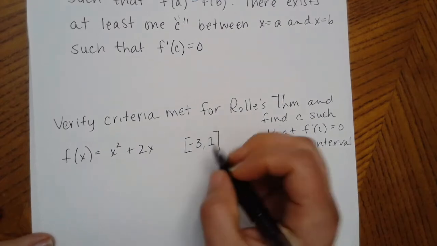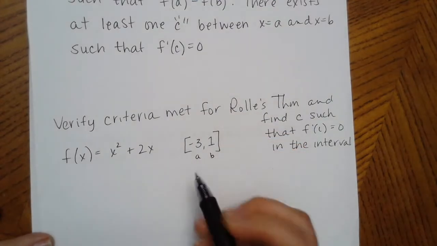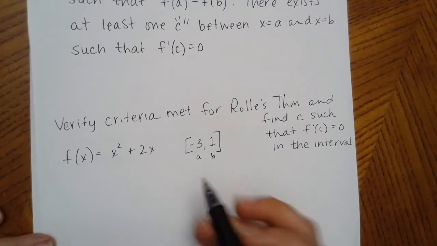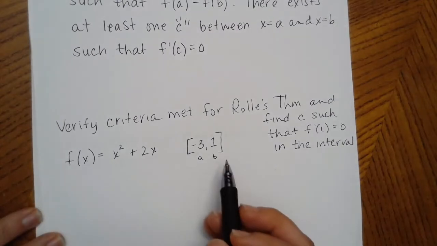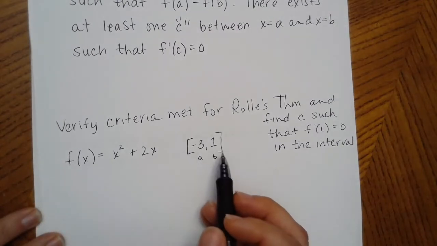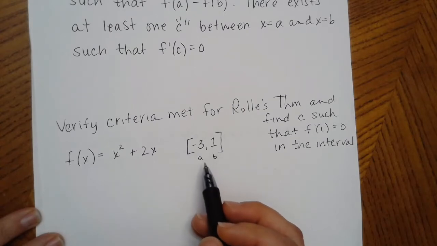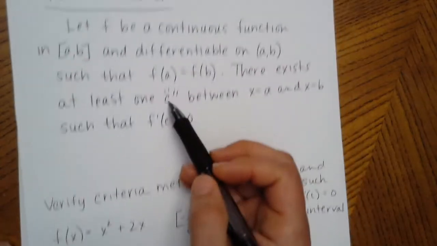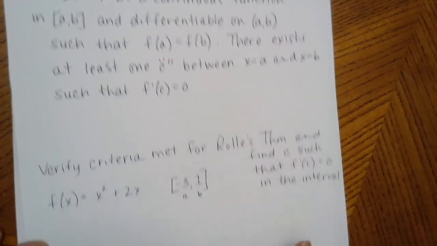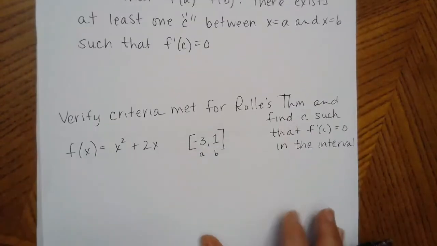Now this is A, and this is B, so this is not a point, this is my two x values. So I want to show first, I'm hoping, that f of negative 3 is equal to f of 1. That's the first thing that I need to show, that this up here is true, that f of A equals f of B.